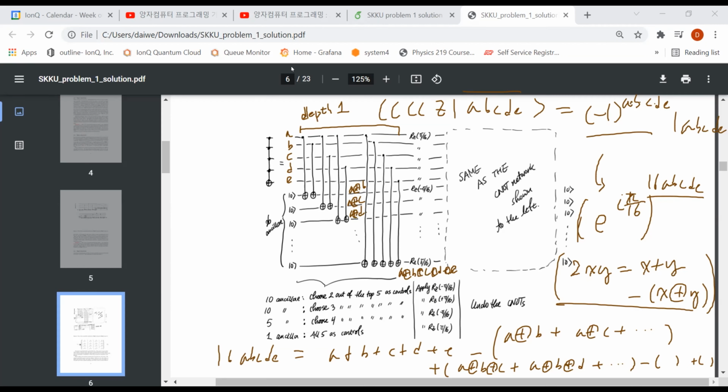Yeah. So that would be the optimal depth construction that I am personally aware of.